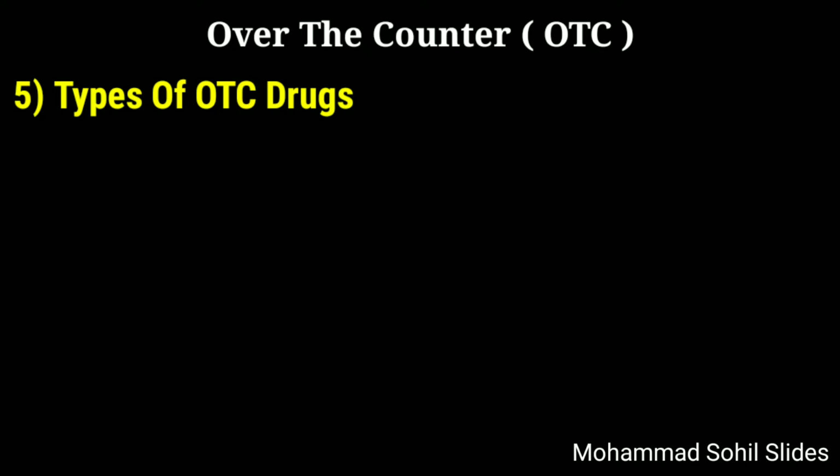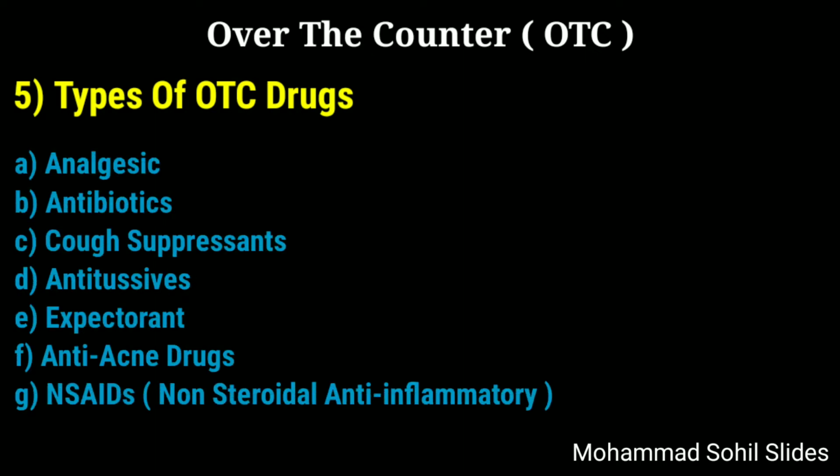Now coming to the very important topic, that is types of OTC drugs. First, analgesics. These are those medicines that relieve pain, for example acetaminophen. Second, antibiotics. These are those medicines which are used to kill bacteria and to prevent infection that occurs in cuts. Then third, cough suppressants. These are those drugs that prevent or stop coughing and are used to treat dry cough, that is antitussives. Antitussives are those medicines which are used to treat dry cough.